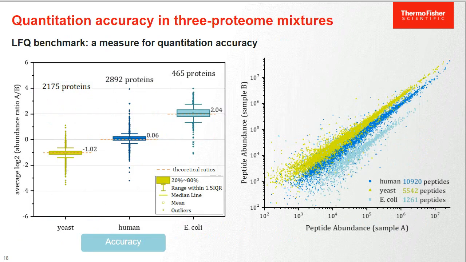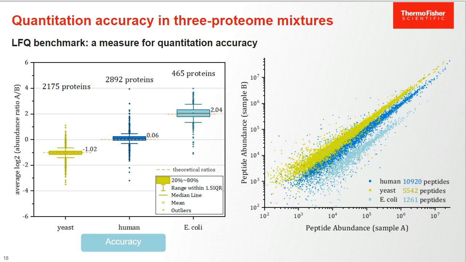This slide shows the data from the 3 sample protein mixes. The left-hand panel shows the expression of yeast, human, and E. coli proteins and their differentially expressed proteins in the form of average log2 fold changes. The dashed orange line indicates the theoretical ratios, which are supposed to be 1, 0, and 2 in these cases. What we have observed is that the observed ratios in our experiments were very close to the theoretical ratios, with very tightly spread points indicating high precision.